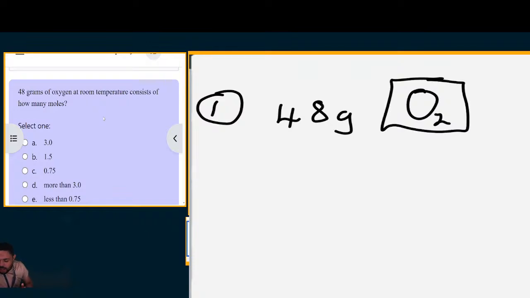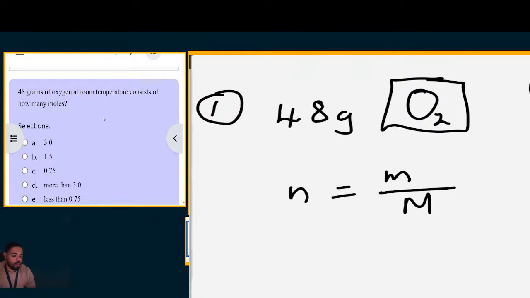Now, how do we calculate the number of moles? The number of moles is equal to the mass in grams divided by the molar mass of this molecule. Now, what is the molar mass of oxygen? It is 2 oxygen atoms. What is the molar mass of one oxygen atom? It's 16 grams per mole.